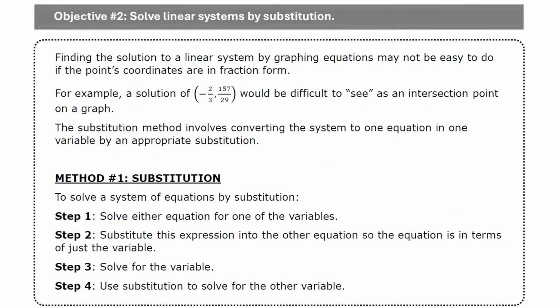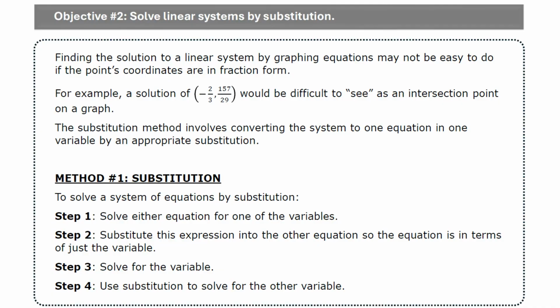Objective 2, solve linear systems by substitution. Finding the solution to a linear system by graphing equations may not be easy to do if the point's coordinates are in fraction form. For example, a solution of -2/3, 157/29 would be difficult to see as an intersection point on a graph.